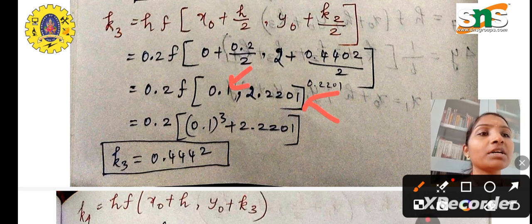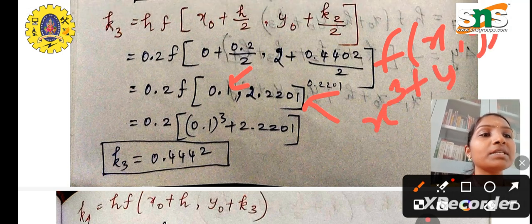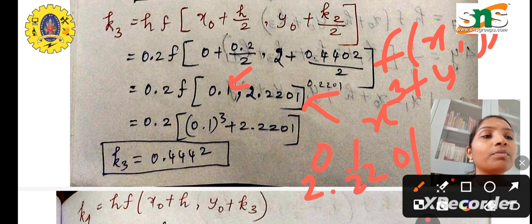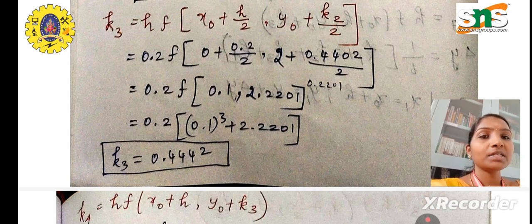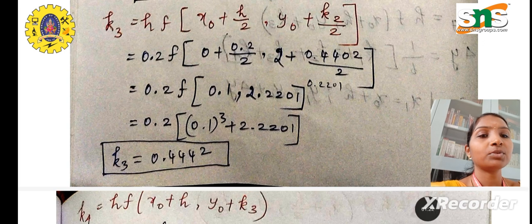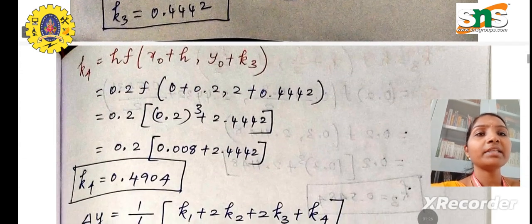And what is f of x comma y? As discussed earlier, f of x comma y is x cube plus y. So in place of x we are going to substitute 0.1 and in place of y we are going to substitute 2.2201. On substituting it, we will have the value of k3 to be 0.4442. In a similar way, we are going to find the value of k4.